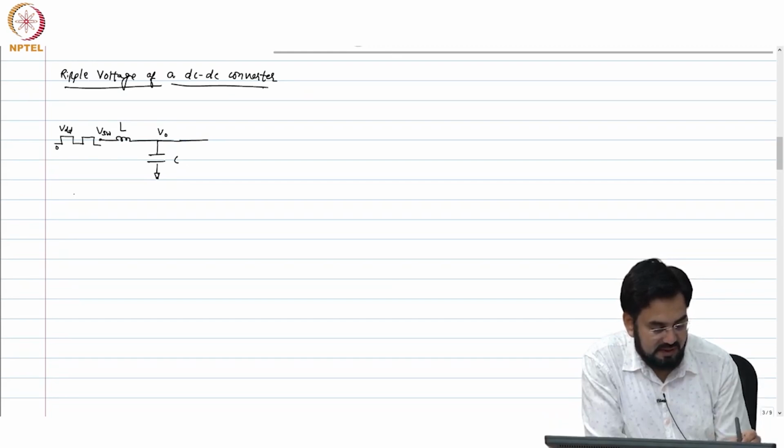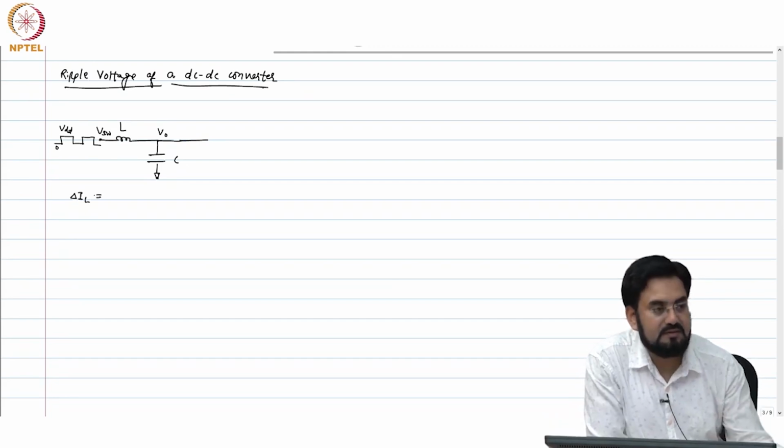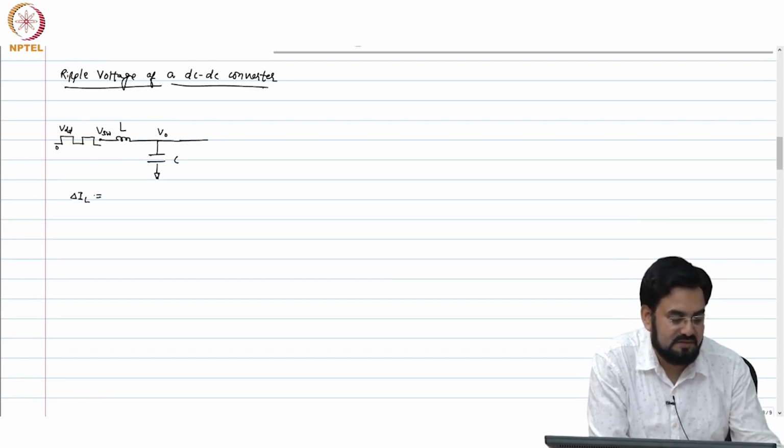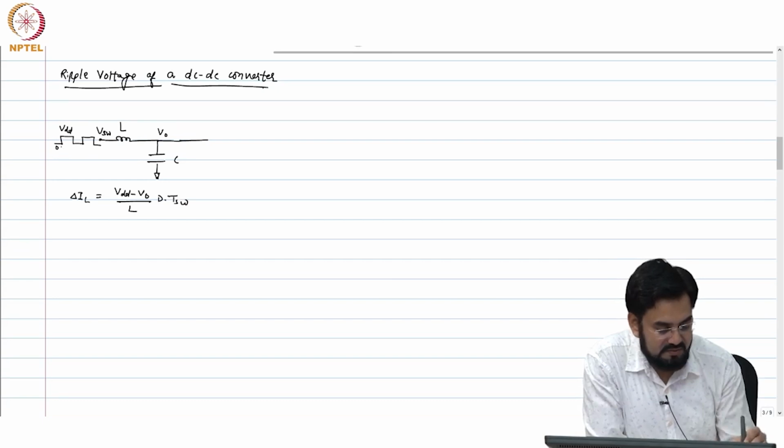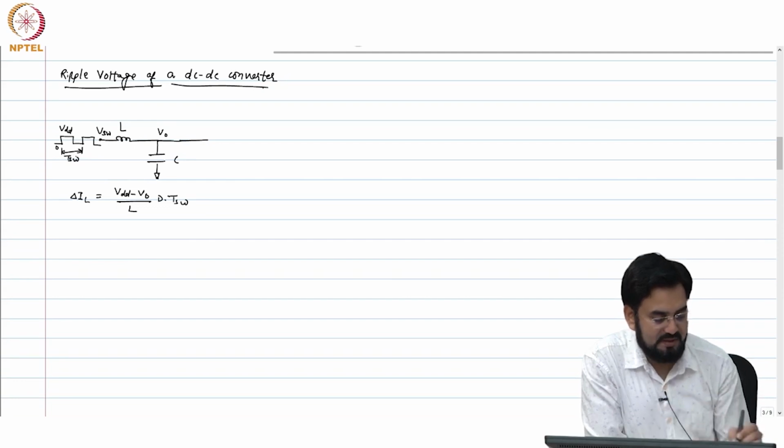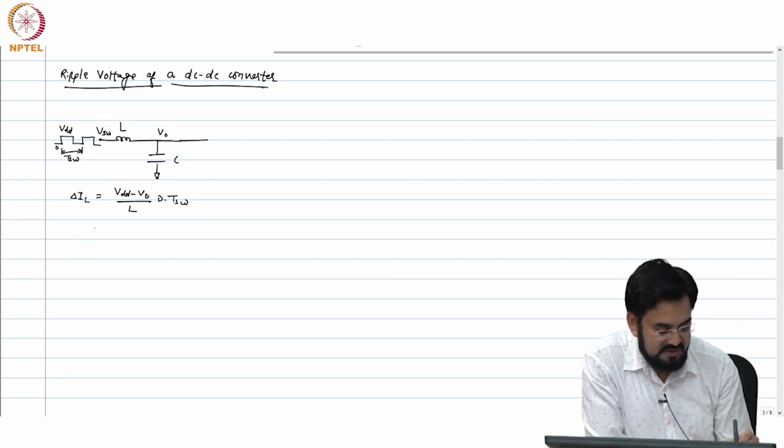So, what was the ripple current in the inductor, remember? It is (VDD minus V out) over L, times D times TSW. TSW is this period, okay, which means I can write it.